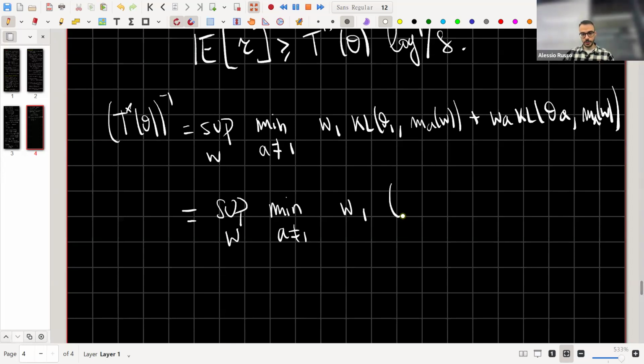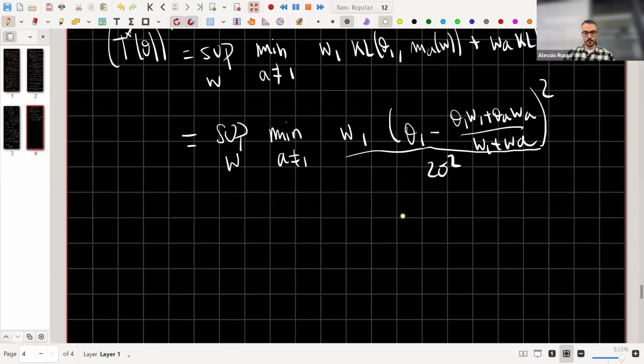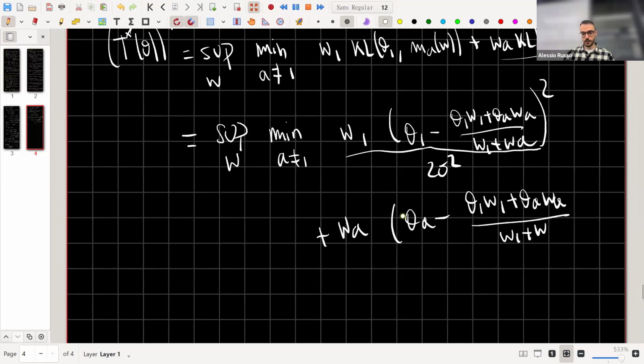So the KL here is just theta 1 minus m_A W, but what is m_A W? It's theta 1 W1 plus theta A WA, divided by W1 plus WA, all squared, divided by 2 sigma squared. And we also have the other term, this one. And we have exactly the same thing here. So here it's just some boring computations.